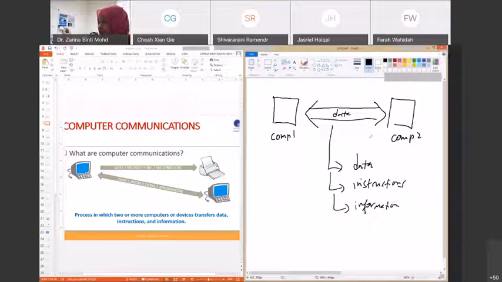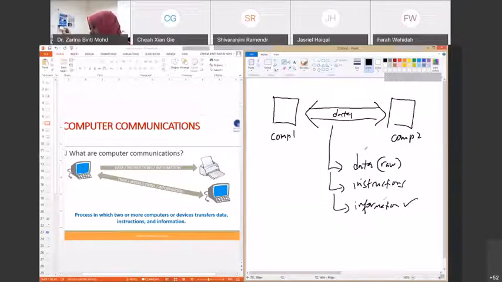So these are different types of data that can be transmitted between two computers. What is the difference between data, instructions, and information? Usually we call something data when it is raw. But when the data is processed to become something meaningful, we call it information.